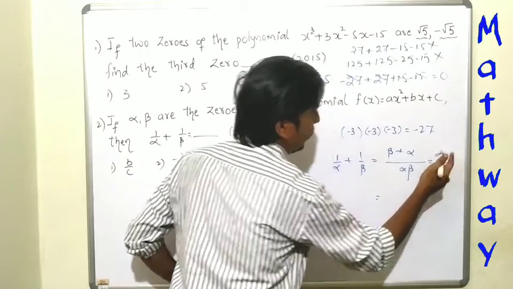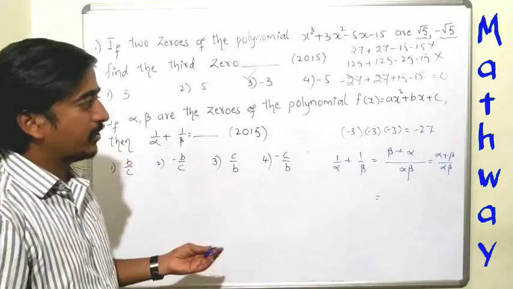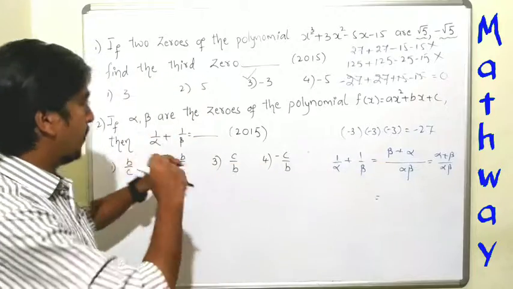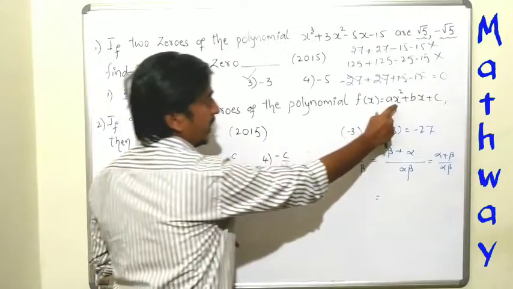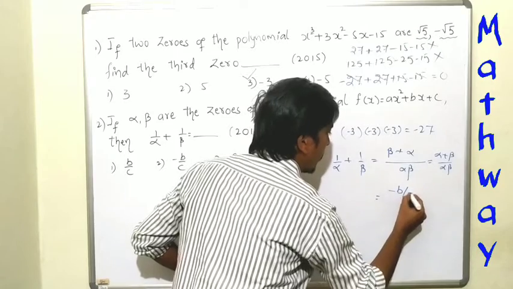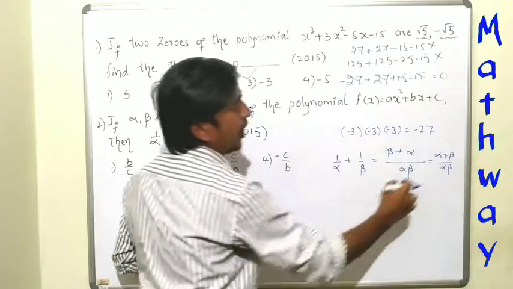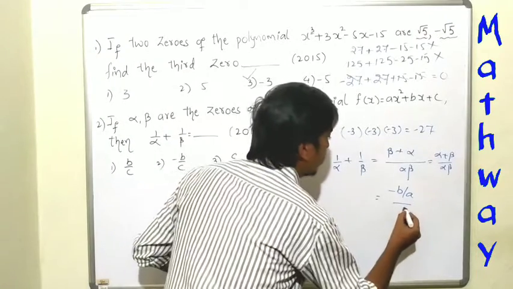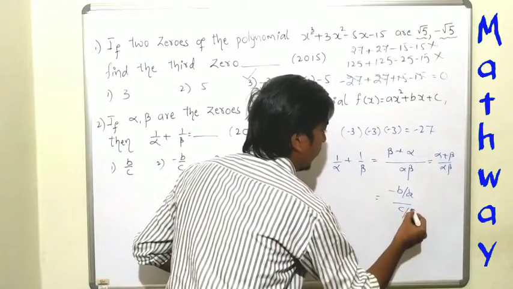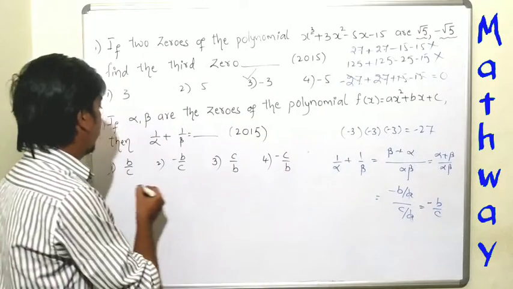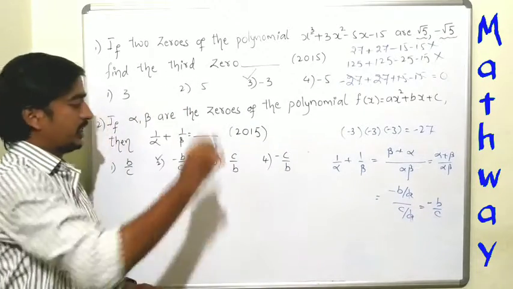Alpha plus beta means the sum of the zeros. What is the relation between the zeros and the coefficients of the polynomial? The sum of the zeros is minus b by a, because it is a quadratic. So alpha plus beta is minus b by a, divided by alpha into beta, the product of the zeros. The product of the zeros is c by a. So minus b by a by c by a, and a gets cancelled. Minus b by c. What is the option here? Minus b by c. Option 2 is correct.